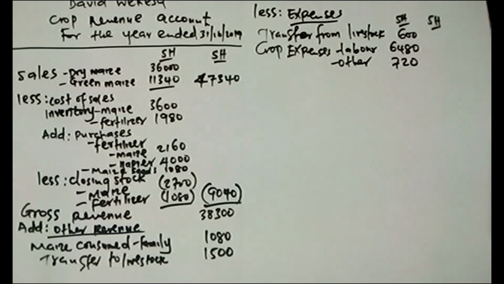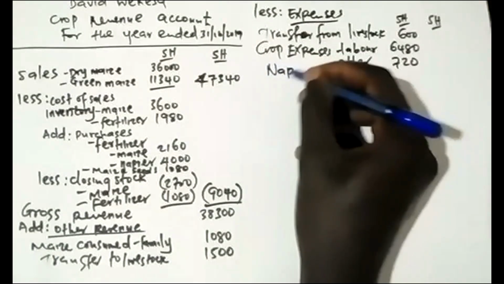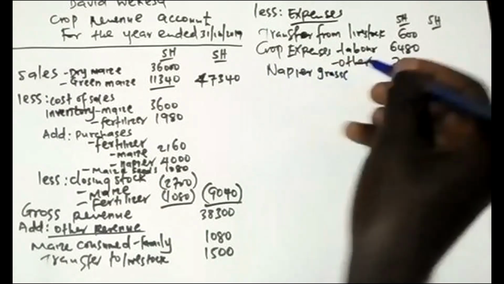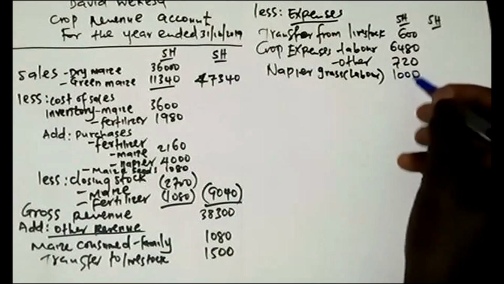Then finally, we can check the Napier grass labor. Because I said it's not a must that Napier grass was supposed to feed livestock. Maybe David Wekesa was planting the Napier grass for selling to generate some revenue. So that is why I have to record it under crop. So the Napier grass labor is 1,000. So we are done with those expenses.